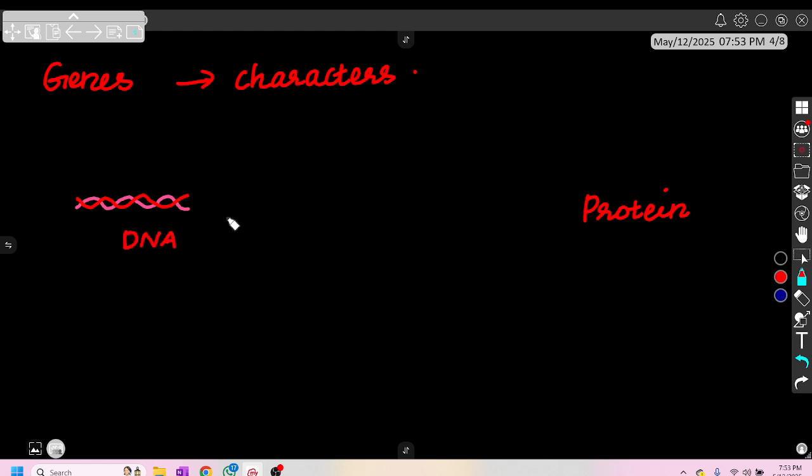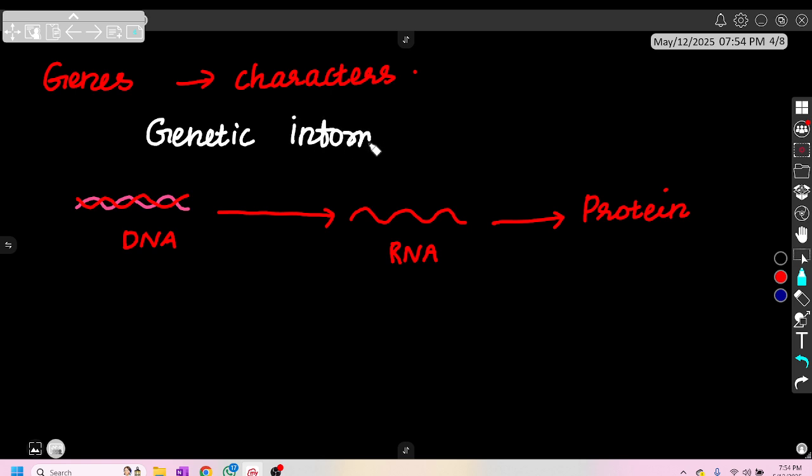From this double-stranded DNA, first a single-stranded RNA will be formed, which is called mRNA. We will discuss that in detail. So from DNA, a single-stranded RNA will be formed, and this RNA will give rise to protein. So DNA to RNA to protein. We know that genetic information flows in this direction only: from DNA to RNA to protein.